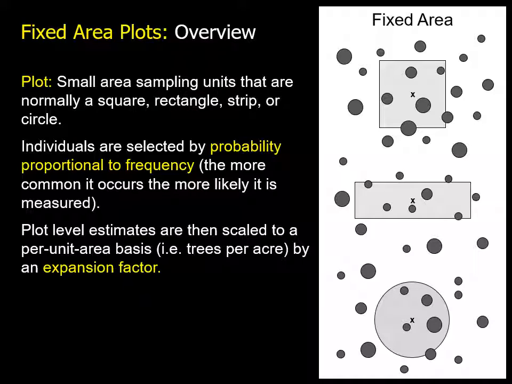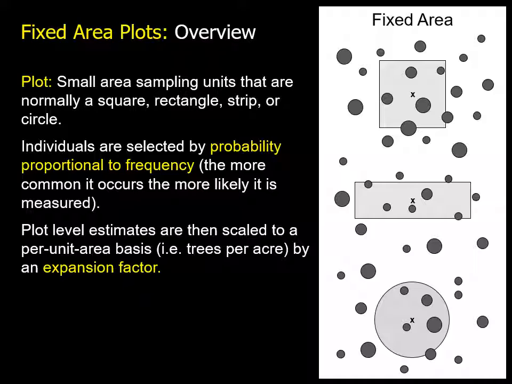When it comes to using small fixed area plots, these plots can come in any shape that we can think of, including small rectangular plots, square plots, circular plots, any fixed area that we can use to delineate objects for inventory. When we set up fixed area plots, we are using these based on a probability proportional to frequency of the objects within the population.